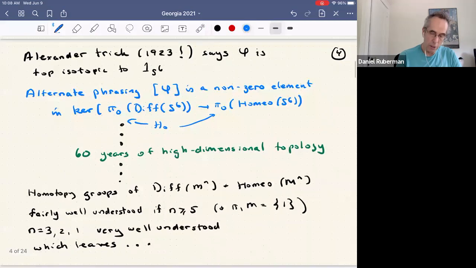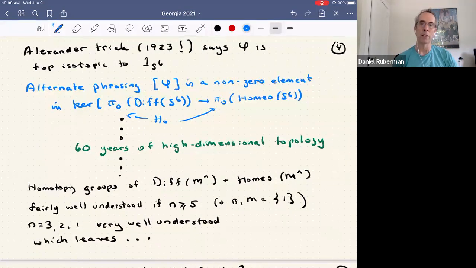Not quite. Okay, I'm not going to review the past 60 or 65 years of high-dimensional topology, but let me briefly summarize it. Although in general these groups are not completely computed, they're fairly subtle, there's an awful lot known about the homotopy groups and homology groups of the diffeomorphism group of a manifold in dimensions at least 5. And by the way, it gets a lot more complicated if the manifold is not simply connected. So that's a fairly well understood topic, but not completely.